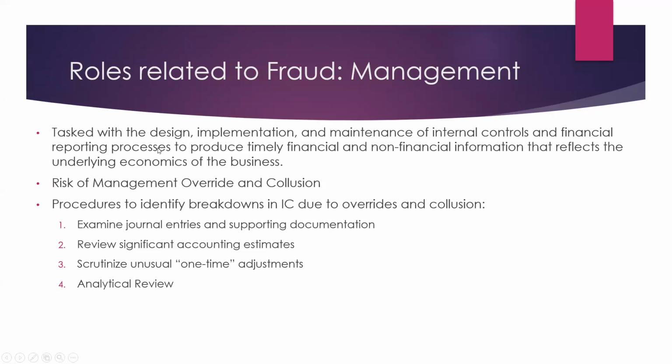Scrutinize unusual one-time adjustments. So this is just to ensure that they have all the proper authorization and that everything is above board. Because again, these are areas that could be easily manipulated. And then finally, an analytical review. So here we're just looking for anomalies that just seem out of the ordinary. So these are the various procedures that we can utilize to try and identify if we have some overrides or collusion that are breaking down that internal control framework.